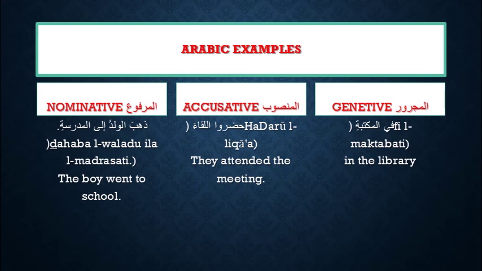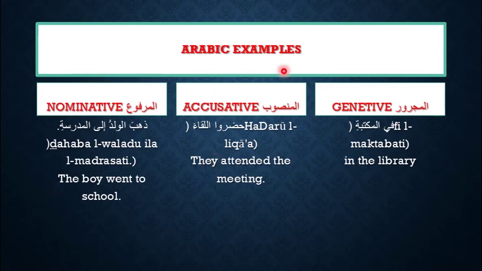Here we have ذهب الولد إلى المدرسة. Here you notice that الولد is nominative, it is مرفوع, because it is the subject here. ذهب, who went to school, it is الولد, the boy. So ذهب الولد إلى المدرسة, the boy went to school. So the boy here is the subject, and it has the رفع case, the nominative case.